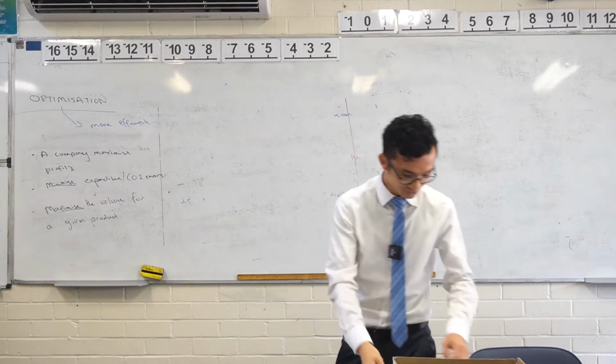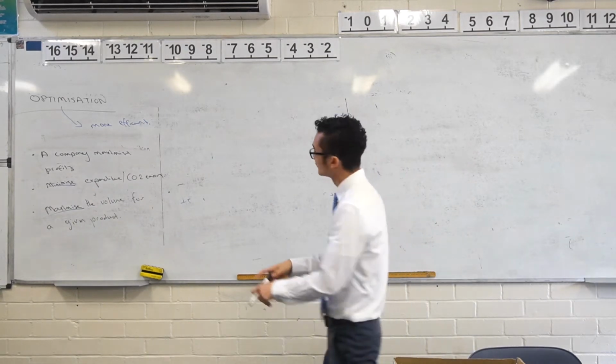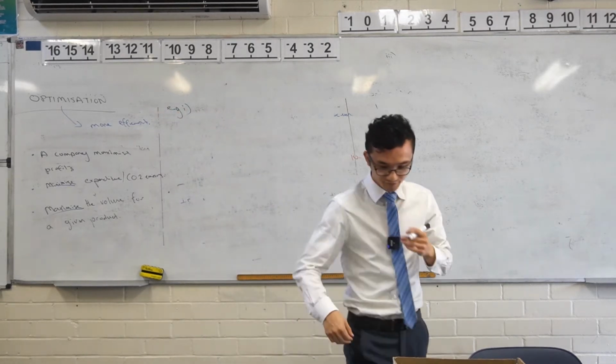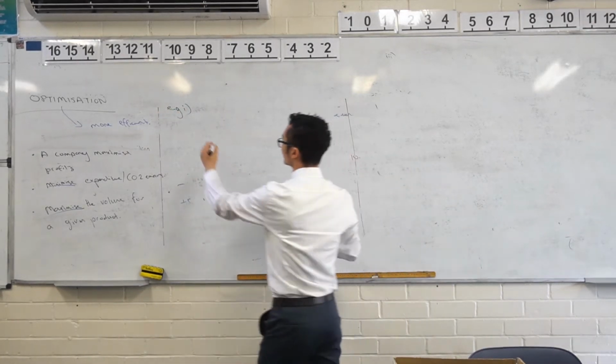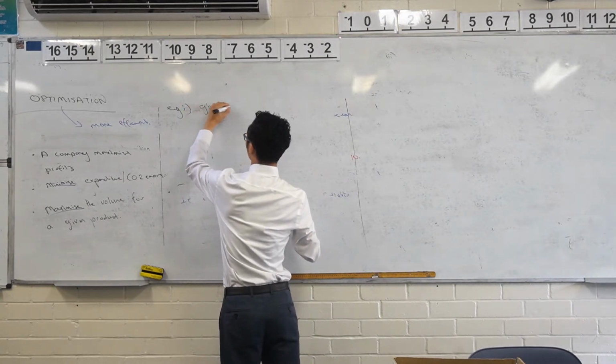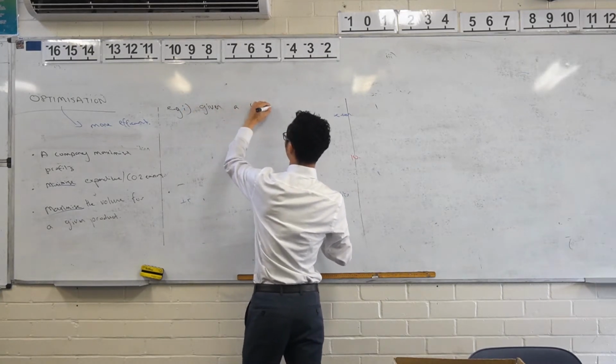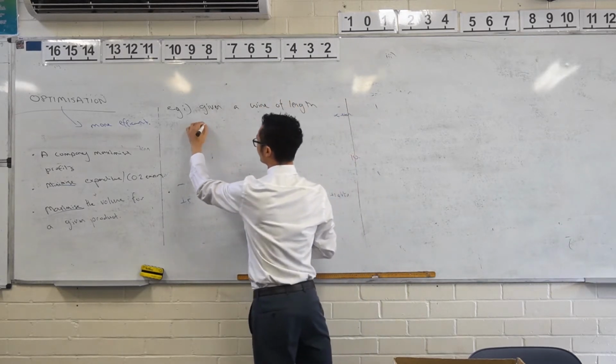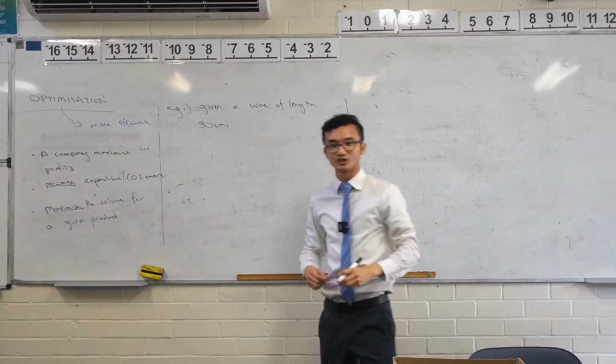In this question, we're going to look at this problem here. So you write this down for me. So, given a wire of length, now Matt, how long did you say it was? 30 centimeters. Here's what the question asks you to do.